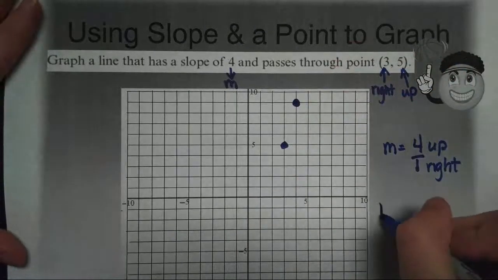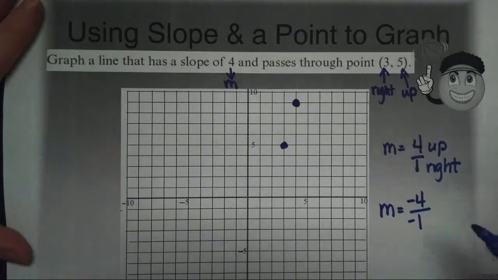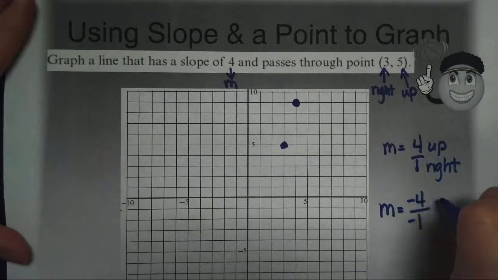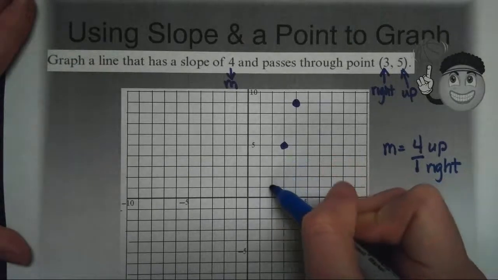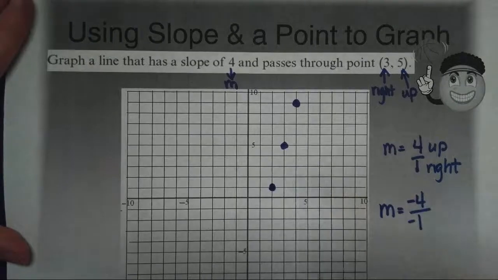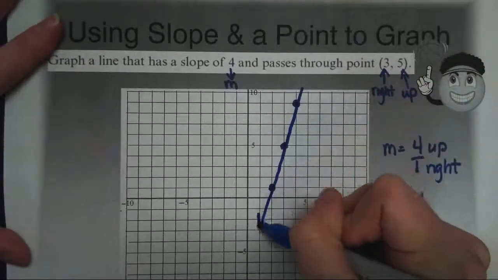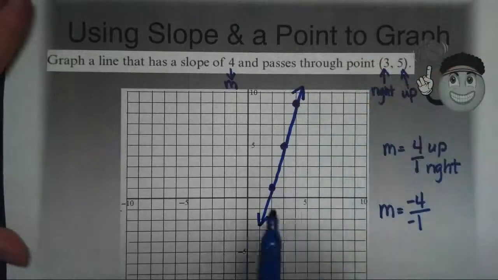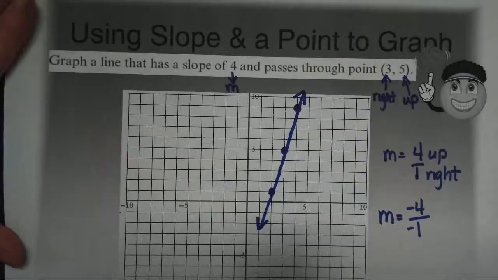Now I could also say that my slope was negative 4 over negative 1, because negative divided by a negative is still a positive 4. So I could say I'm going 4 down and left 1. And from that point I could go down 1, 2, 3, 4, and then to the left 1, and that would give me another point. After that I would just have to connect my dots. And there I have a line that has a slope of 4 and passes through the point 3, 5.